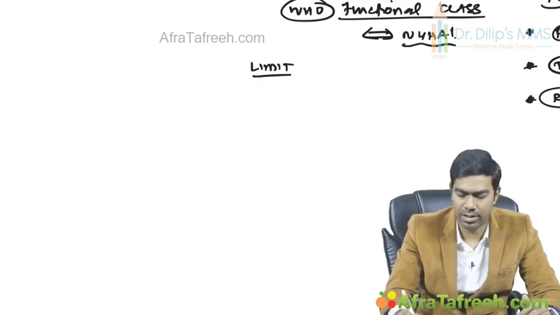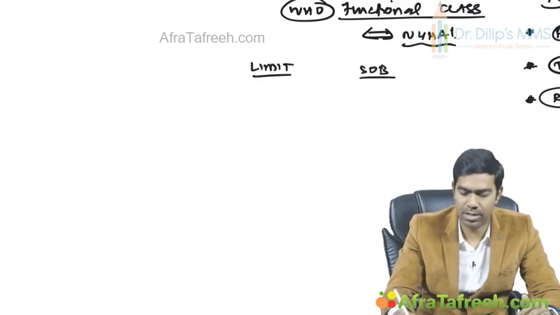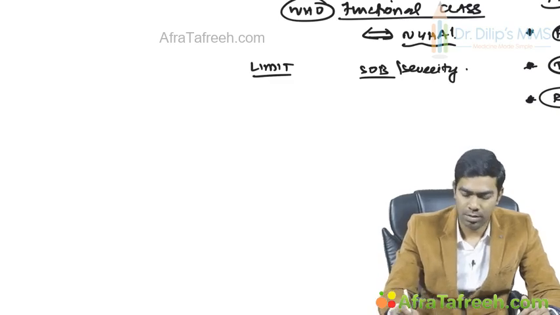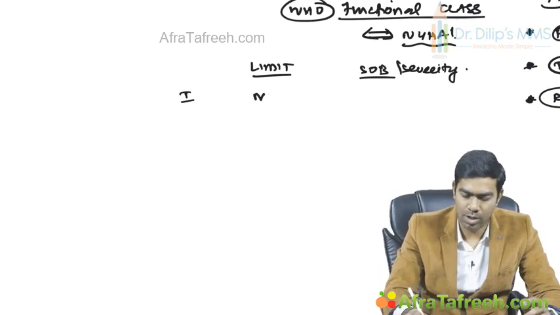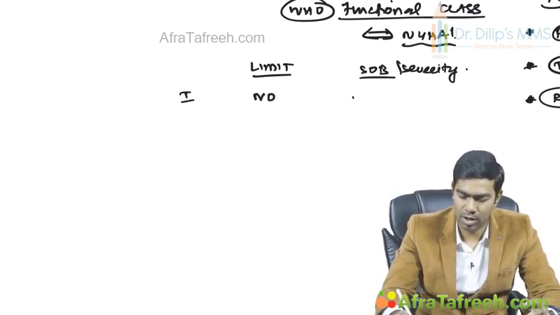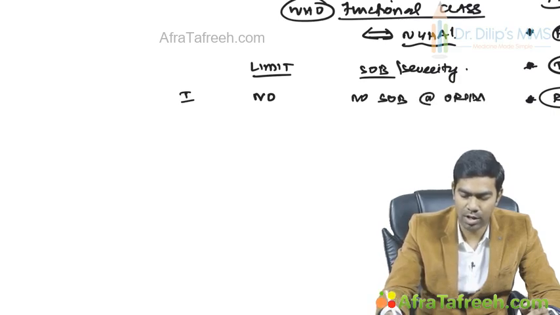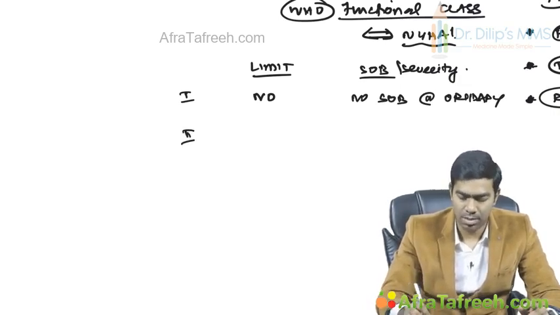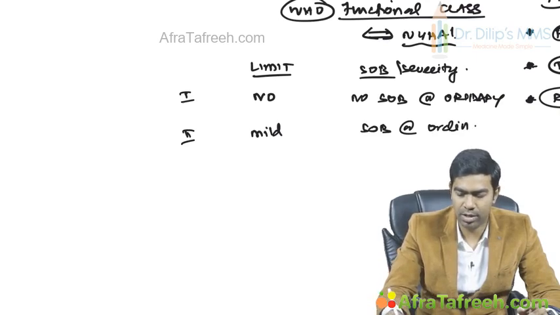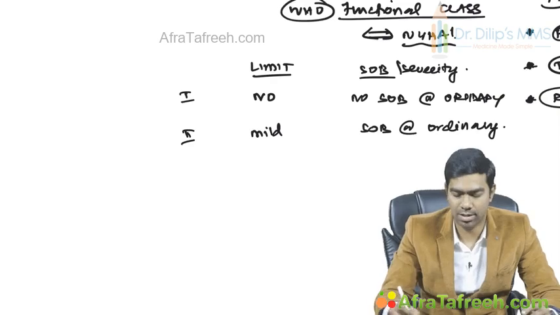WHO class, limitation, and what is the shortness of breath in the patient and the severity. So, WHO class 1 or NYHA class 1 tells us there is no limitation, which means the patient is not having any shortness of breath while doing his day-to-day ordinary activities. NYHA class 2 means the patient has mild limitation, where the patient will have shortness of breath but only at ordinary activities, but not at less than ordinary activities or at rest.